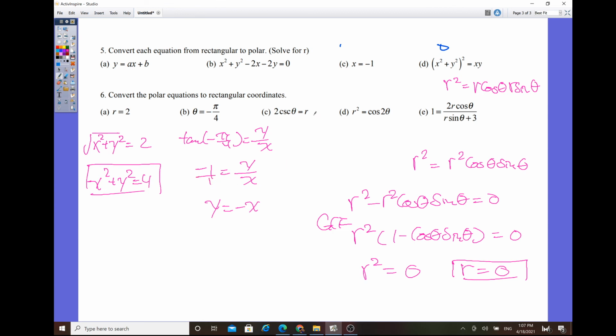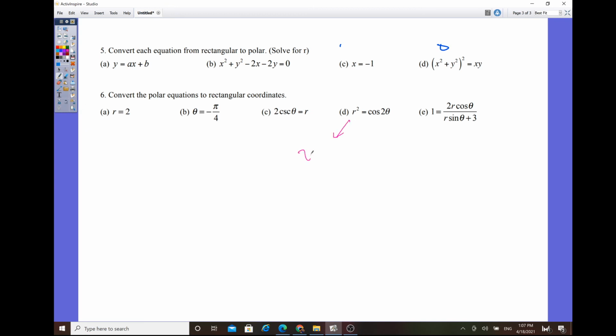So 2 cosecant of theta equals r, so 2 over sine of theta equals r. Cross multiply, so we do have 2 equals r sine theta. So that means 2 equals y, equation of a line. R squared equals cosine of 2 theta. Okay, let's take a look at that for the last two, getting more complicated.